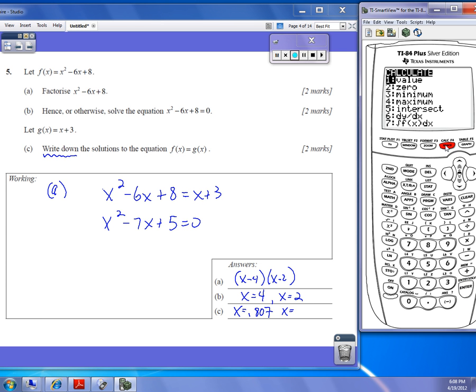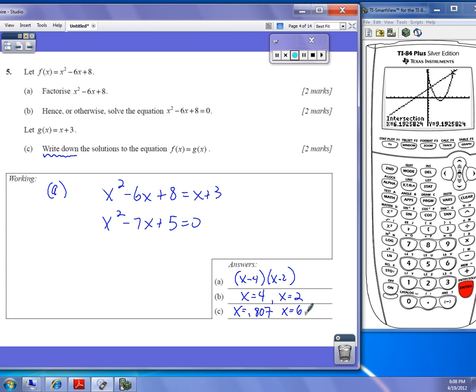Second, calculate, intersection, option 5. And I'm going to use the cursor over to the right button to get, what do you call that little guy? He needs a name. To get that guy closer to the other intersection, enter, enter, enter, and that x value from the calculator is 6.19. And those are your two solutions.